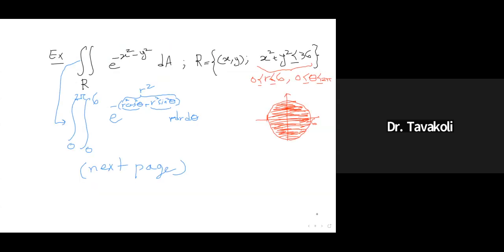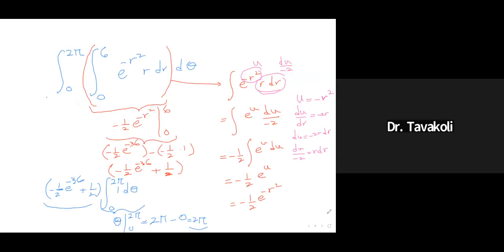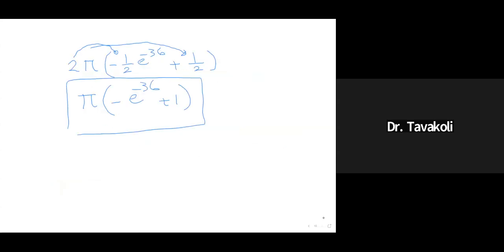So we started from here. We described the region using polar coordinates. Then using x equals r cosine theta and y equals r sine theta, we wrote everything in terms of r and theta. And we calculated the interior integral and then the outer integral. And we came up with this value right here.